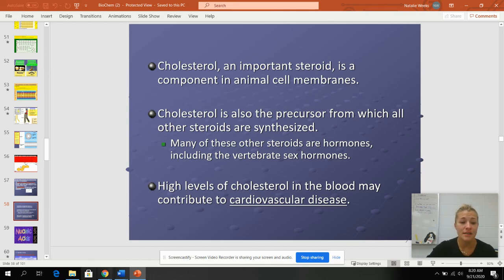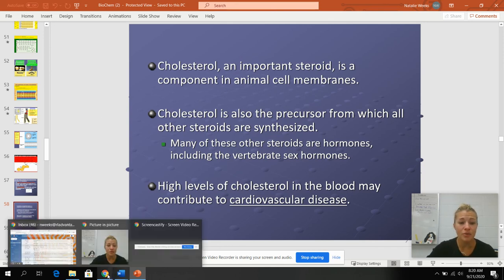So that is our notes today on lipids, and we will be doing our food burning lab in class as well.